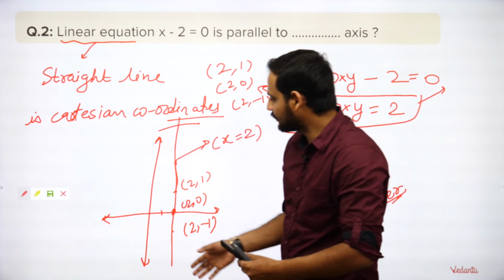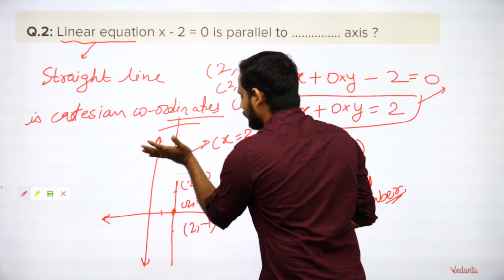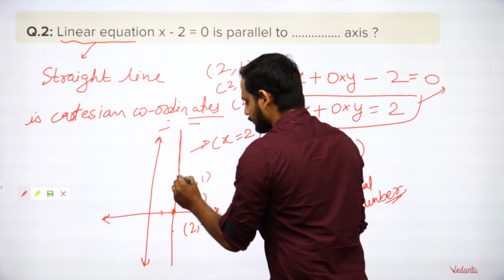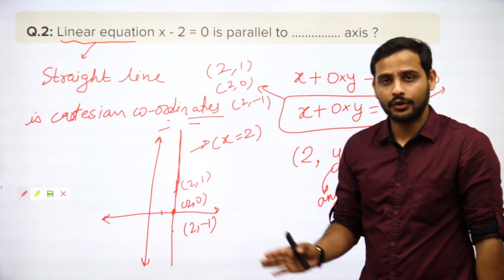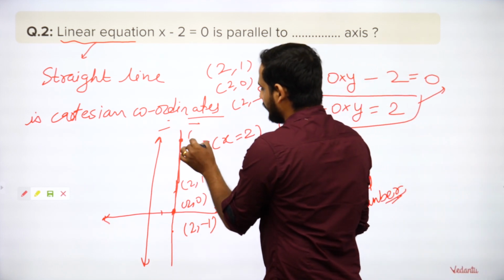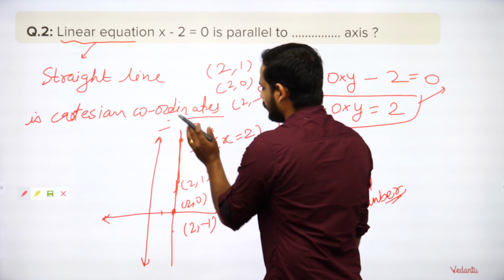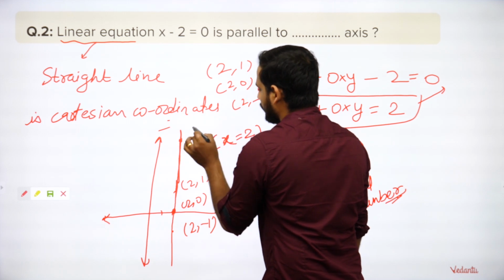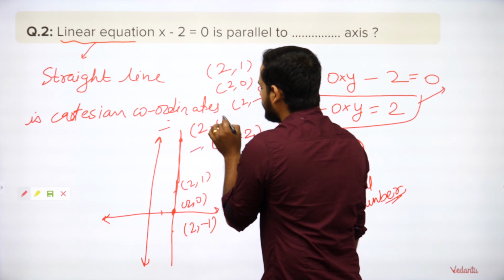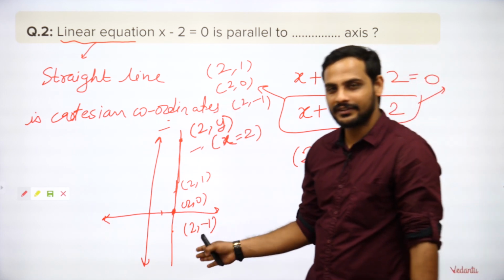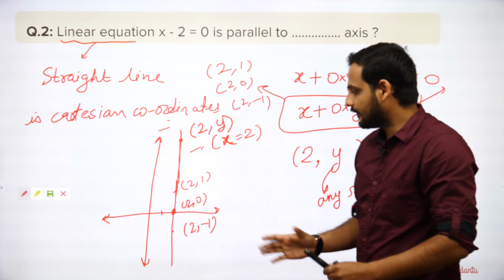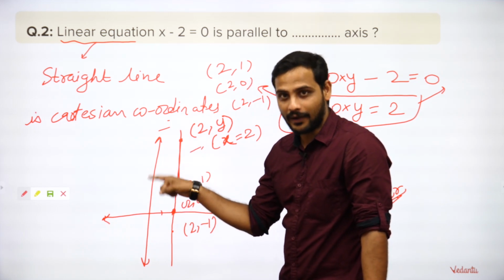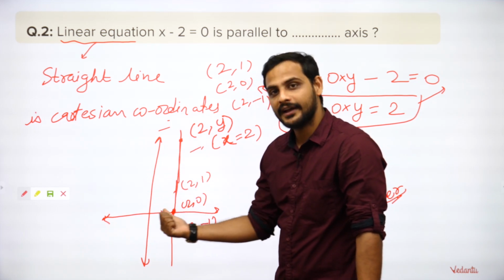As you can see, on this whole line, no matter which point you pick, your x is always 2. Okay, your coordinate of x will always be 2. Y could be anything. So that is why this line represents x equal to 2. As you can see, this line is parallel to the y-axis and perpendicular to the x-axis.